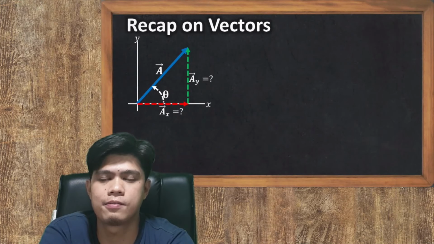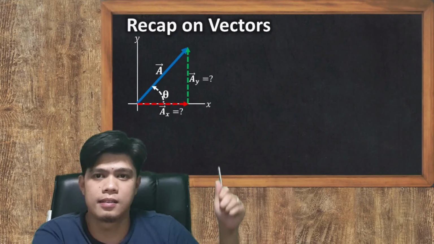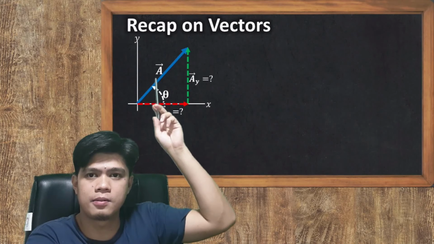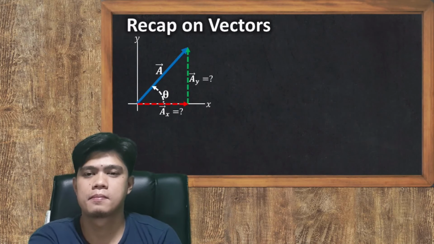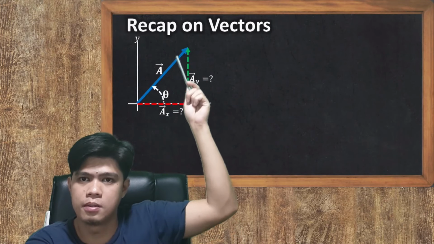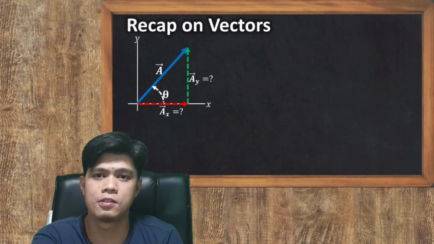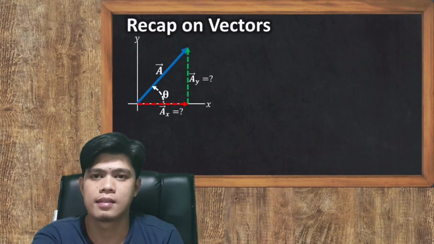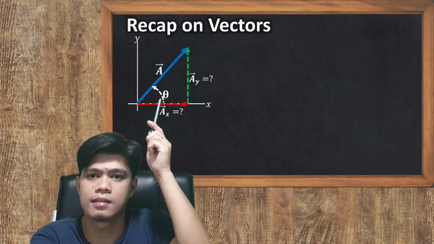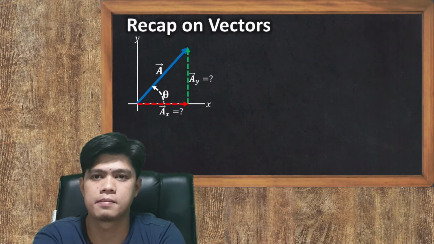We all know that a vector is a quantity with magnitude and direction. The symbol for a vector is a letter with an arrow on the top. This vector A is represented by this blue arrow. The length of that arrow is the magnitude of our vector, and the angle theta indicates the direction of our vector.